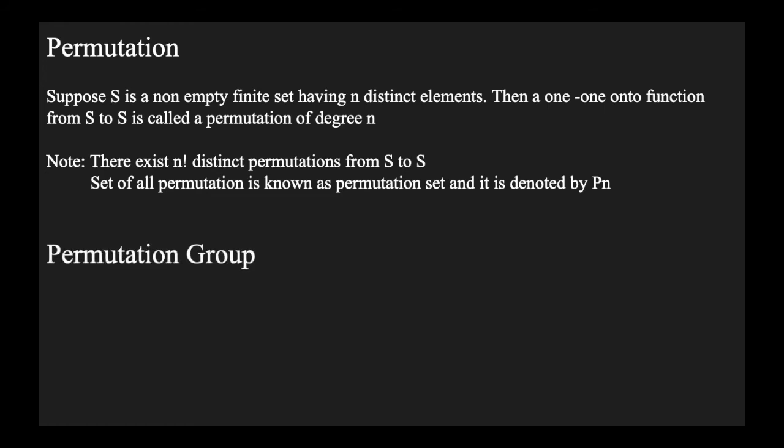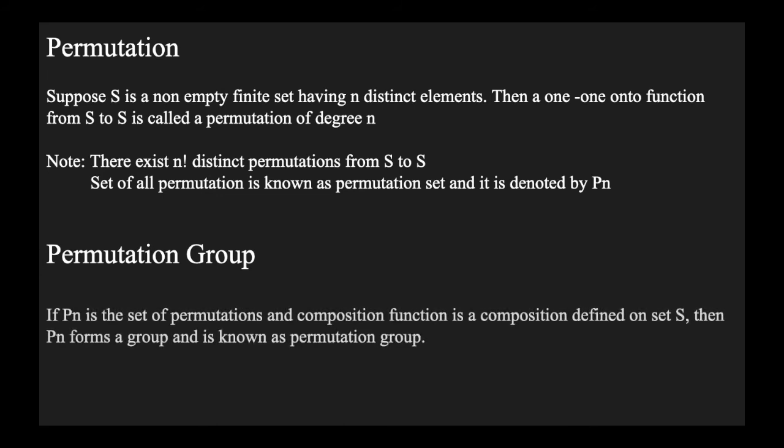Now, the permutation group. It is clear that a group defined by permutations is a permutation group. Let us consider the definition. If Pn is the set of permutations and composition is a function defined on a set S, then Pn forms a group and it is known as a permutation group.